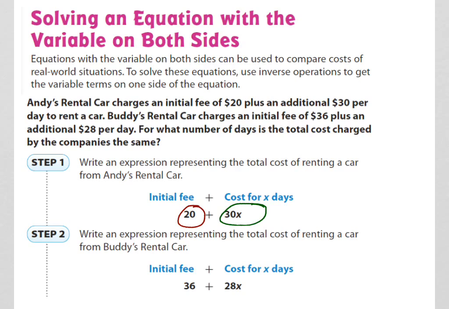So now what about Buddy? Buddy begins with a $36 fee. That $36 fee could be application fee, a check, your credit card, whatever the case may be. But in order for you to rent the car, you got to pay him a $36 fee, and he charges the $28 per day for the car. Okay? So we've come up with the two expressions.